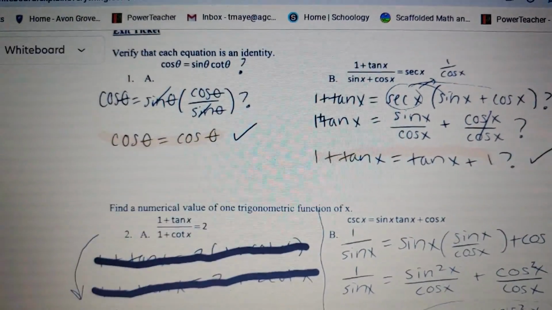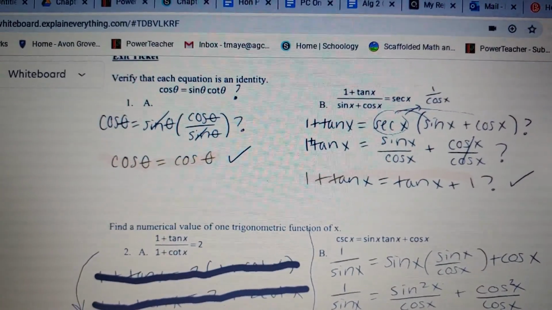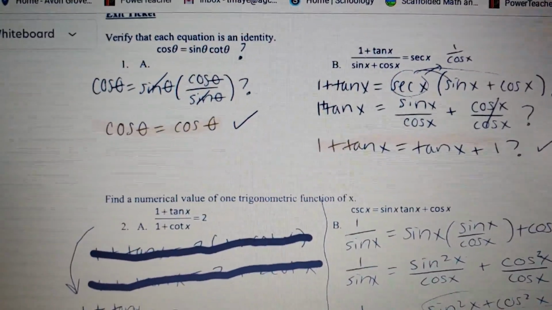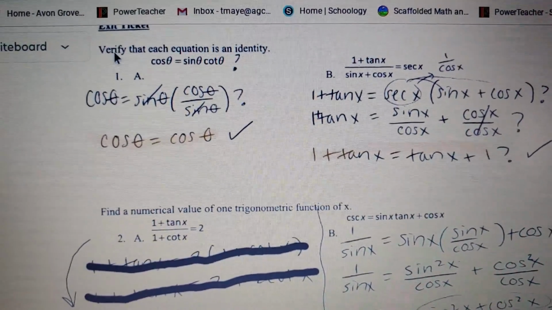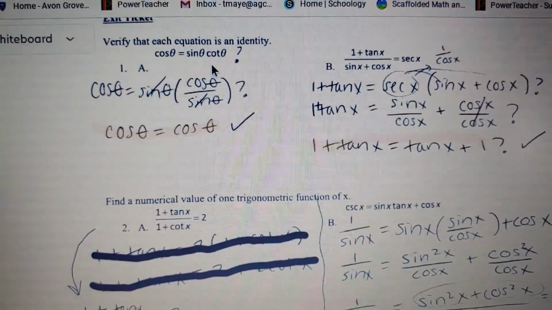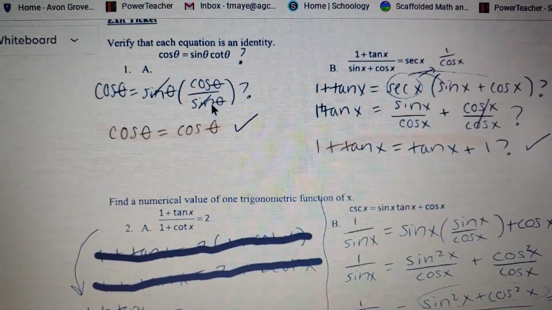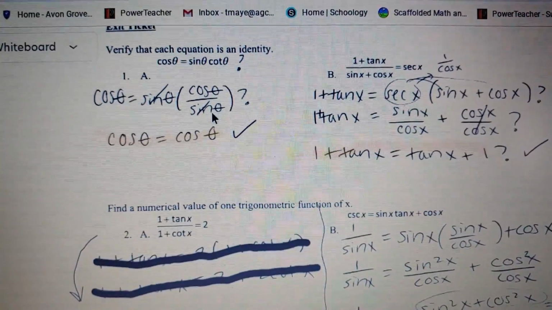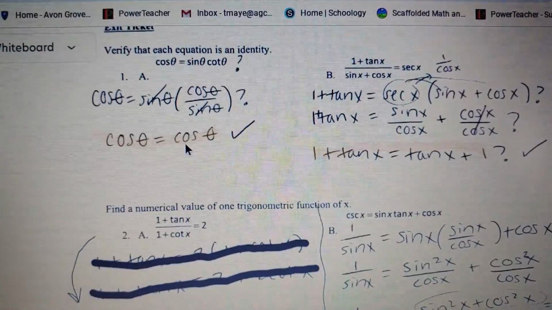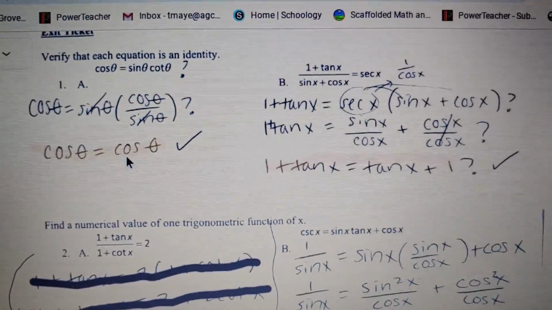All right, hey guys, I'm going to go through the 7.2 warm-up from today, Monday, March 23rd, on the answers that we should have had here. So in number 1A, we're verifying that cosine theta equals sine theta times cotan theta. This one should have been pretty simple because we're just simplifying cotan into cosine over sine. The sines cross out and we get cosine theta equals cosine theta. So of course that's an identity.